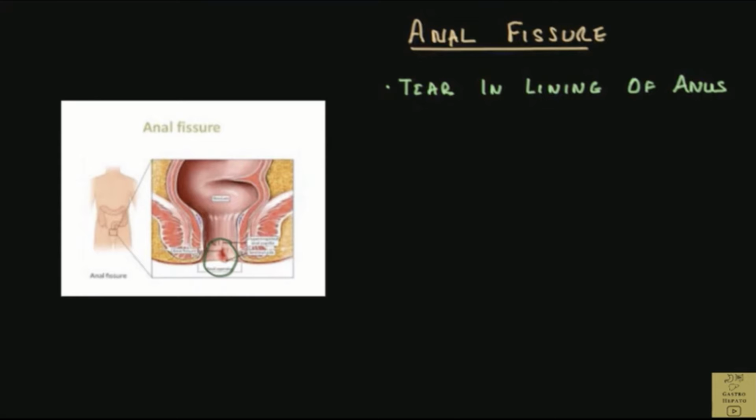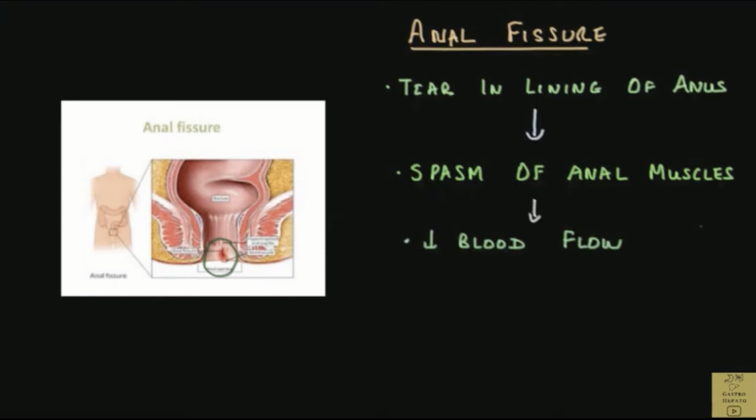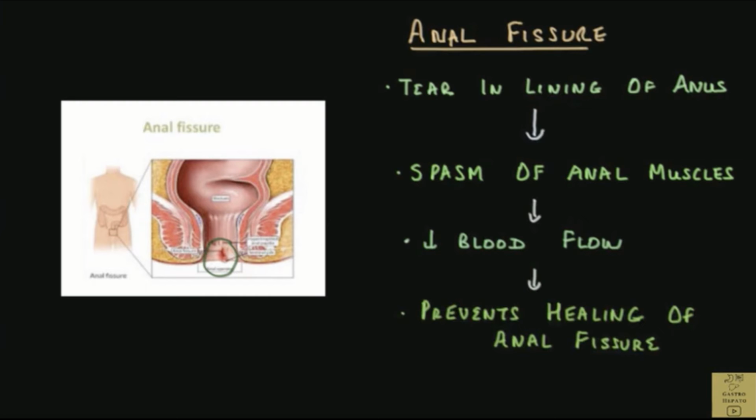The anal tear results in spasm of the anal muscles, causing a decrease in blood flow, which then prevents healing of the anal fissure. It is common in people aged between 15 to 40 years, but can occur at any age. Most of the anal fissures are located in the midline, usually at 6 o'clock position. Sometimes it can be located at the 12 o'clock position.